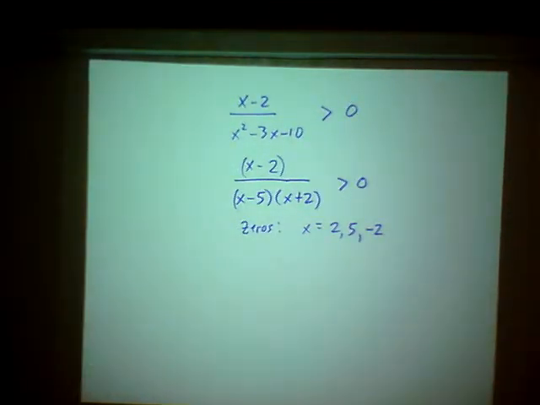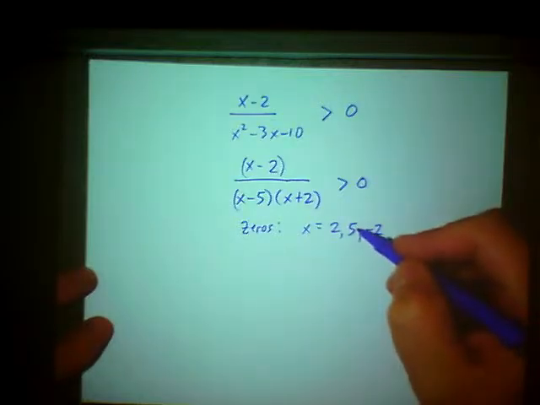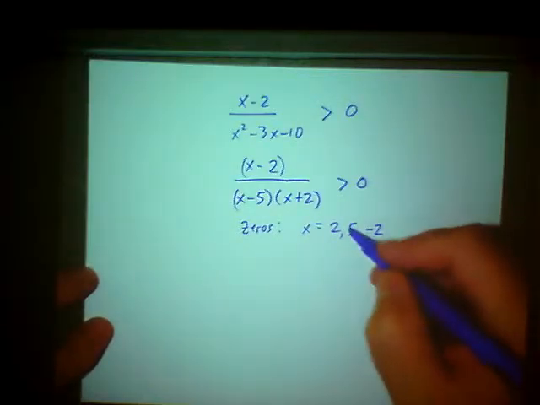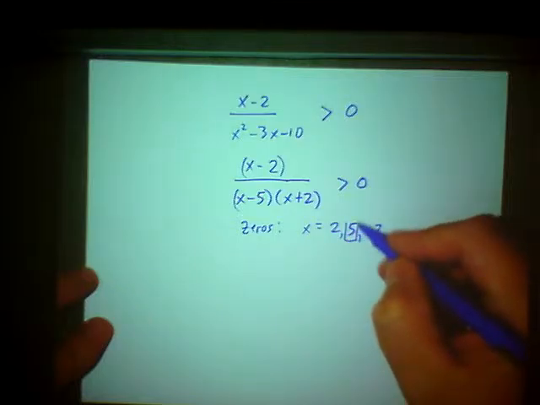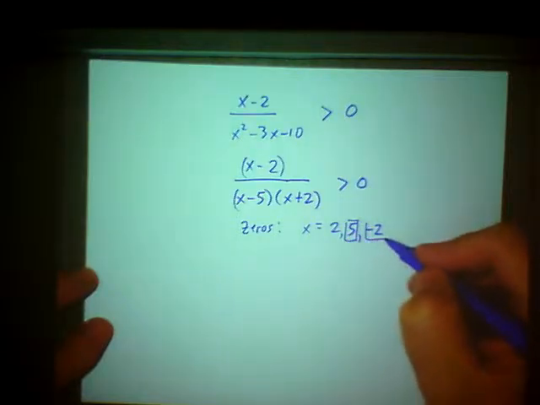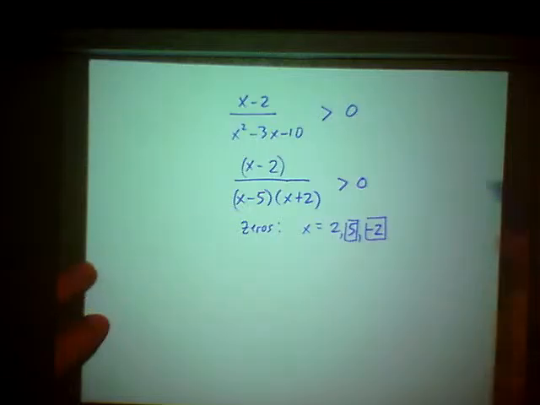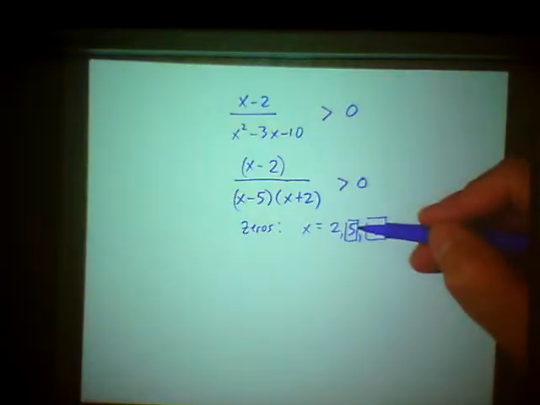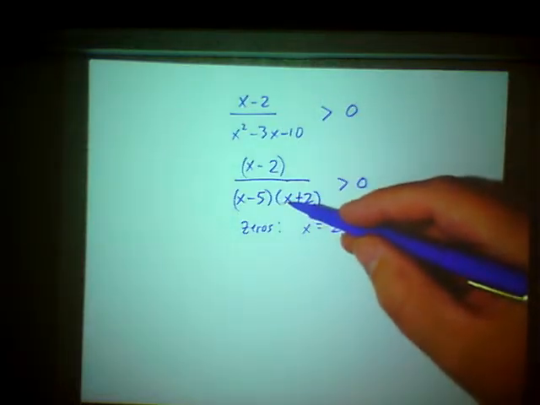Now I'm going to do this whenever I find my zeros from factors in the denominator. I'm just going to put a little square around them because in certain problems it becomes important at the end to know whether the zeros came from the denominator or the numerator.